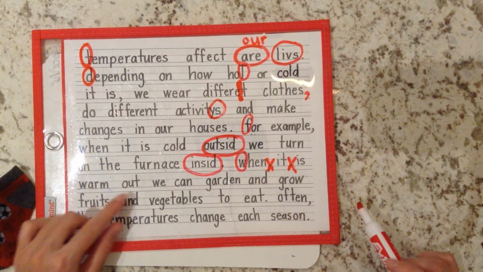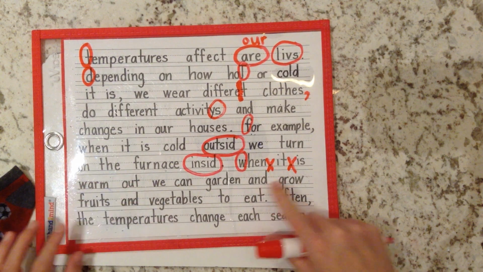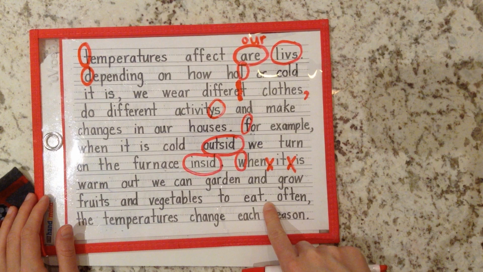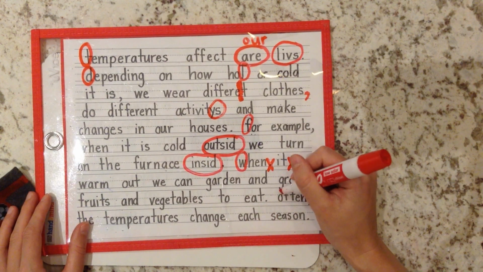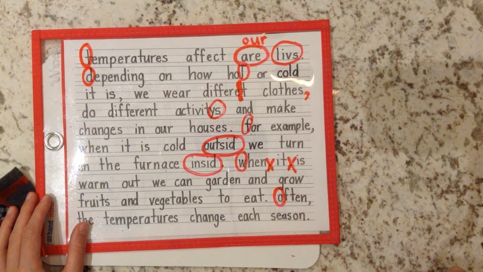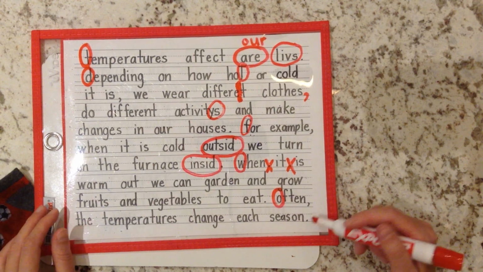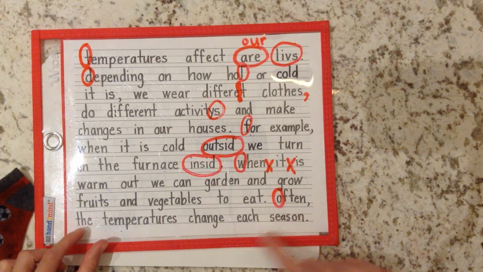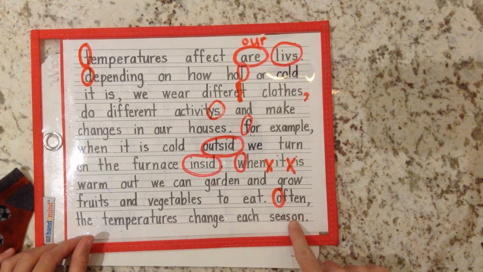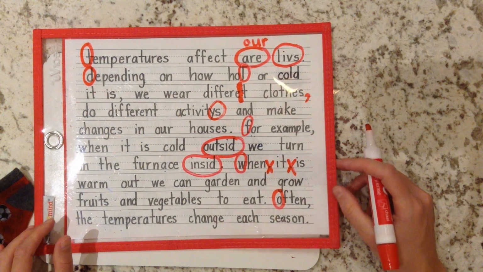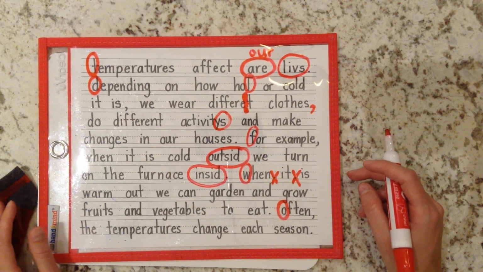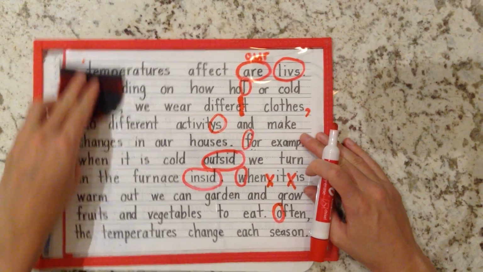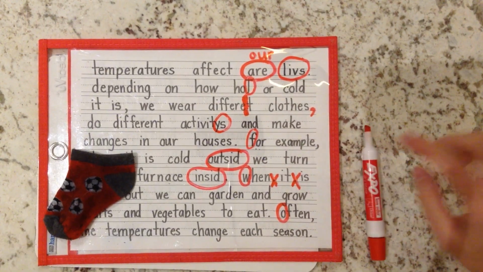When it is warm out, we can garden and grow fruits and vegetables to eat. There's a proper period. I finished telling something. Now the next letter can be an uppercase O. That's funny. When I circle the lowercase o, it actually makes it look like an uppercase O. Often, the temperatures change each season. And that's the end of our piece. Hopefully you were able to catch on to many of the mistakes. Remember when you do your own writing to read it again and again so that it can be the best possible. See you next time.